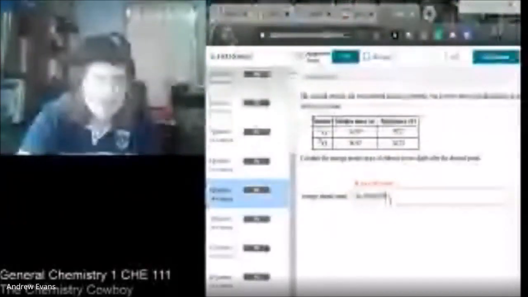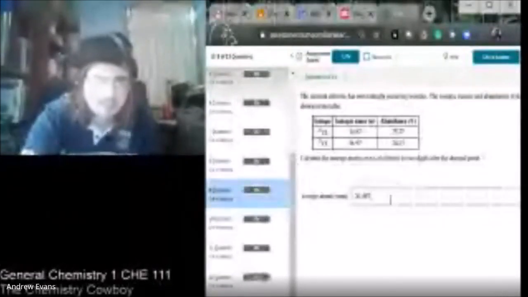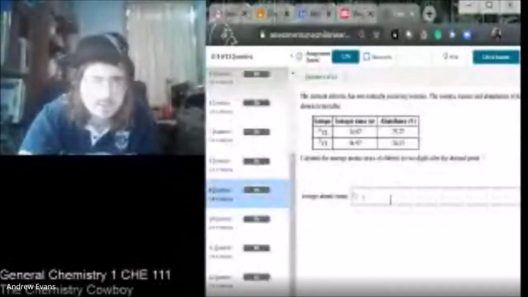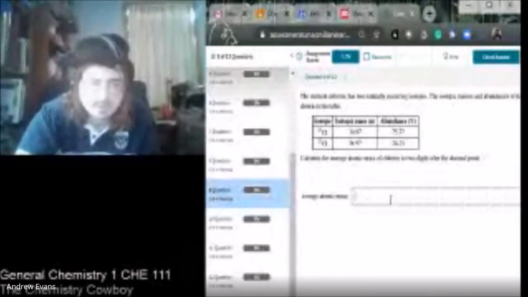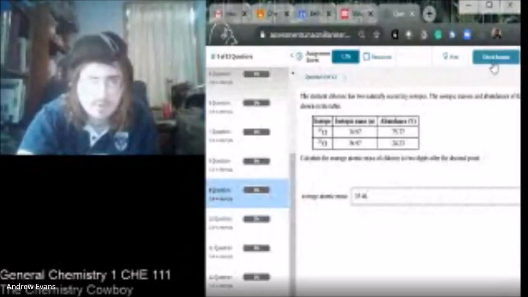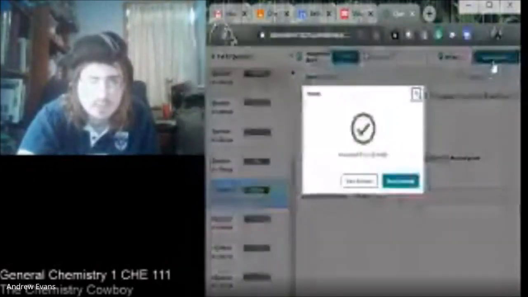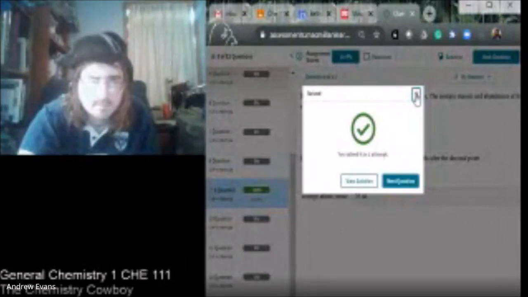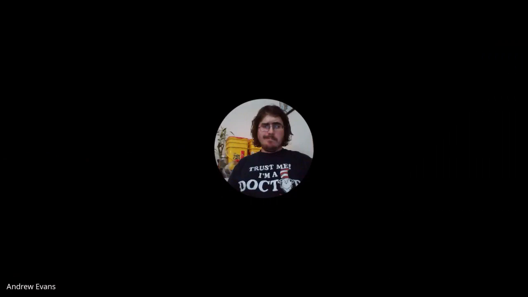So maybe this rounds down, maybe this rounds up, but I'm going to go ahead and write it down. It says round to two digits after the decimal point, so 35.46, 35.45. Either of those should be accepted. But plus an isotopic mass times the percent, and so on.